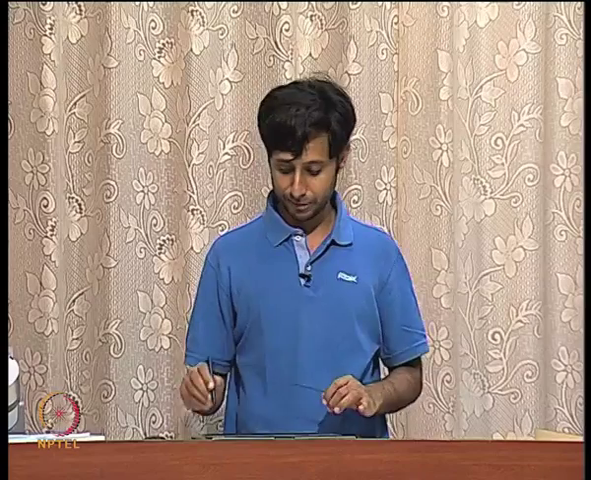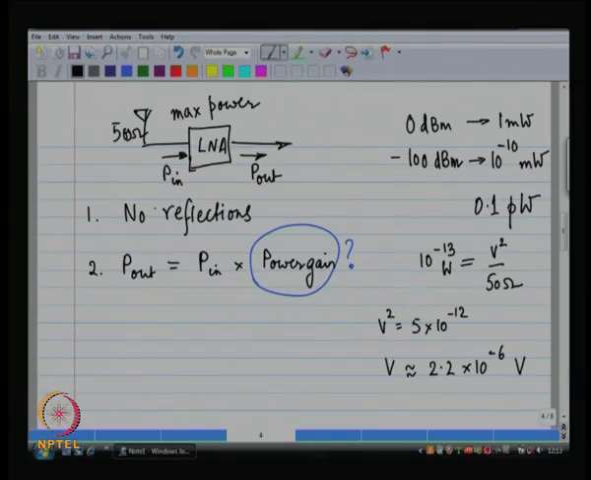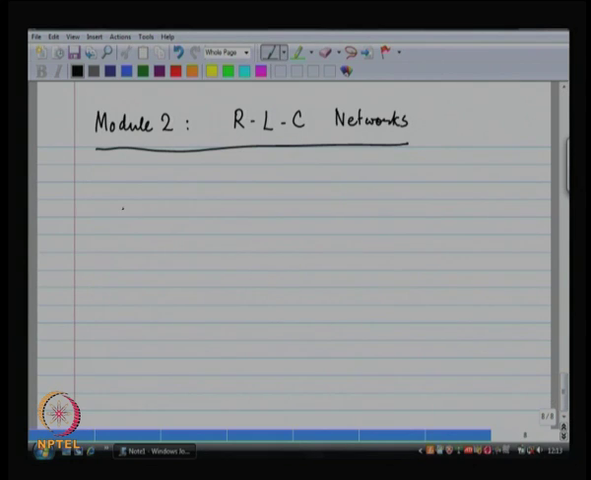Okay. So, RLC networks, these are also things that you have studied many times at many different places, undergraduate, postgraduate, even before undergraduate you have probably studied RLC networks. So, the typical RLC network that we are going to study is something that looks like this.